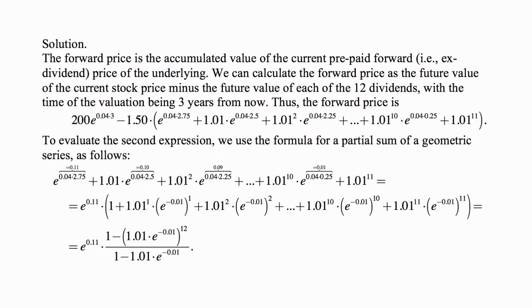So the forward price is 200 accumulated over 3 years at continuously compounded 4%, minus a dividend of 1.50 increased by 1%, then again by 1%, and so on, until it's increased at the end of 3 years, and it's the 11th increase, because there are 12 quarters in 3 years, but the first dividend is not increased, so there are 11 increases.